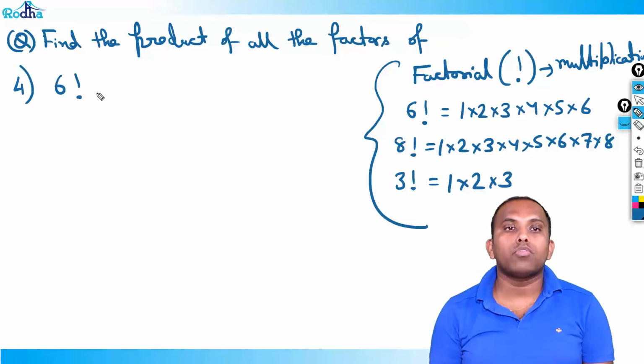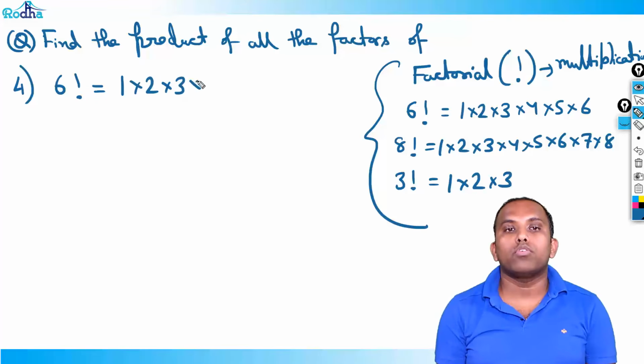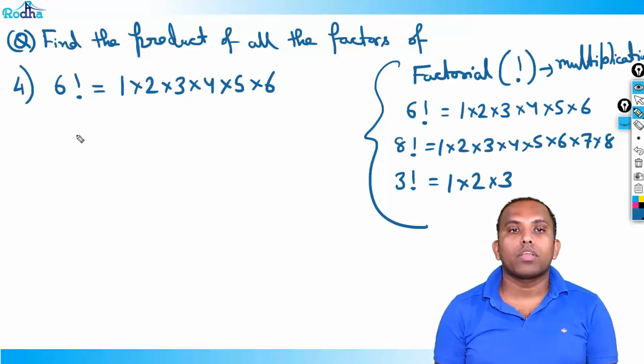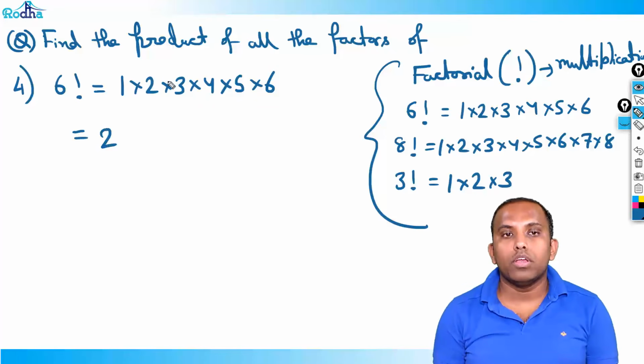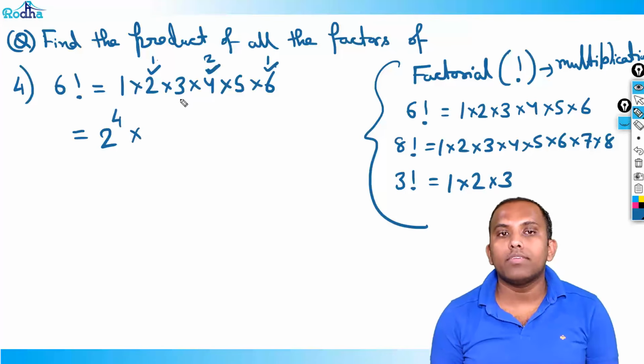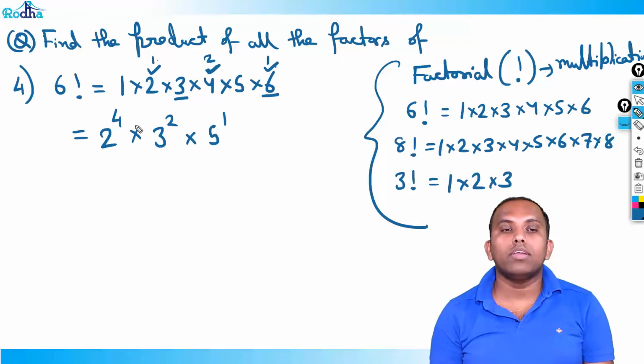So first, let's change 6 factorial into prime basis. 1 into 2 into 3 into 4 into 5 into 6. Now in terms of prime basis, what is the power of 2 here? 2 has got 1 power, 4 is 2 square, so 2 powers, and 6 is 2 into 3, so 1 more. So 1 plus 2 plus 1, total 4 powers of 2. How many 3's? 1 three here and 1 three here, so 3 square. How many 5's? Only 1 five.